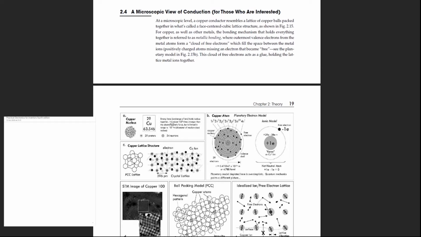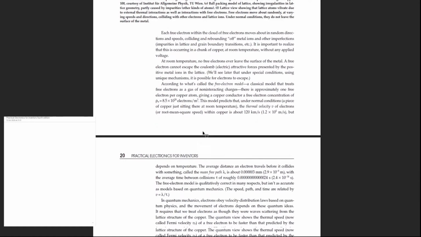For copper, as well as other metals, the bonding mechanism that holds everything together is referred to as metallic bonding, where outermost valence electrons from the metal atoms form a cloud of free electrons. Okay, so this has to do with conductance. I'm okay with all of that.